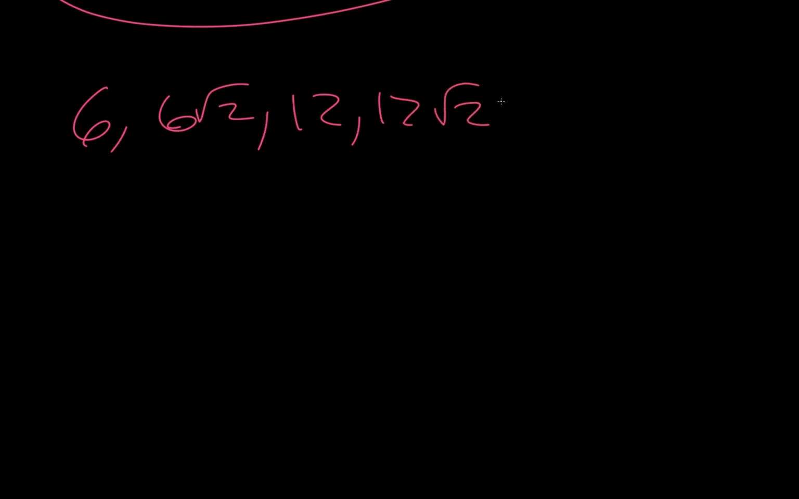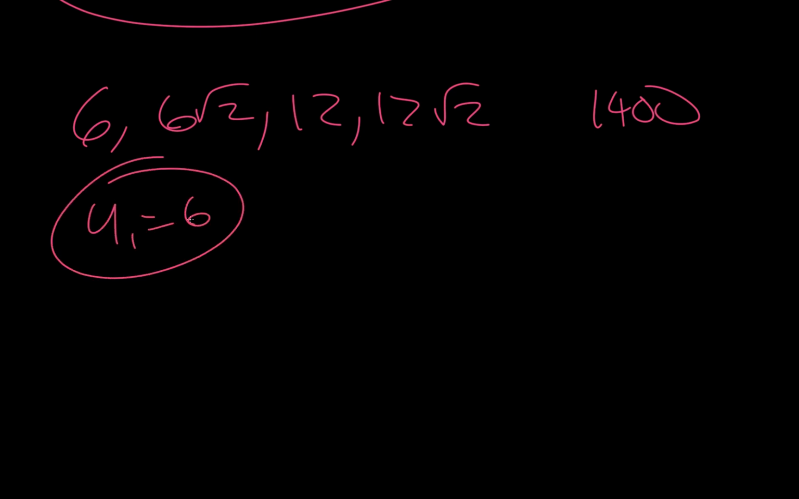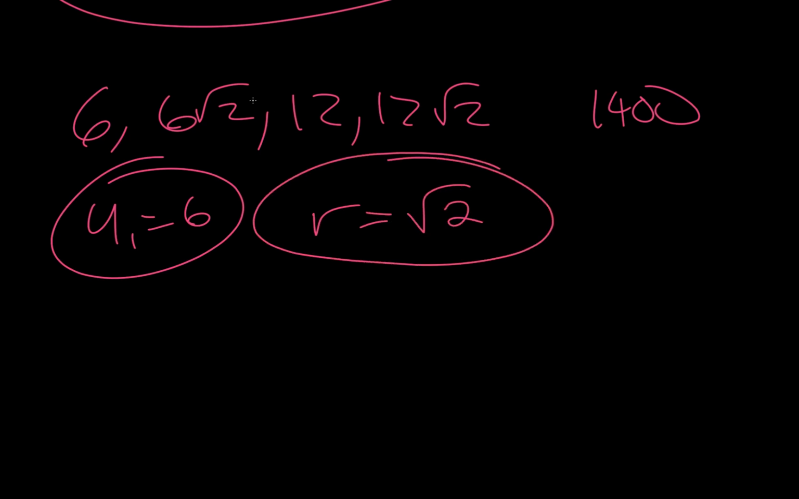Okay. And we have one more example, example 10. Find the first term of the sequence 6 root 2, 12 root 2, which exceeds 1400. So we want the first term that is greater than 1400. So we know our u_1 is equal to 6. We know our r is equal to root 2. Because if we multiply this by root 2, we get this.